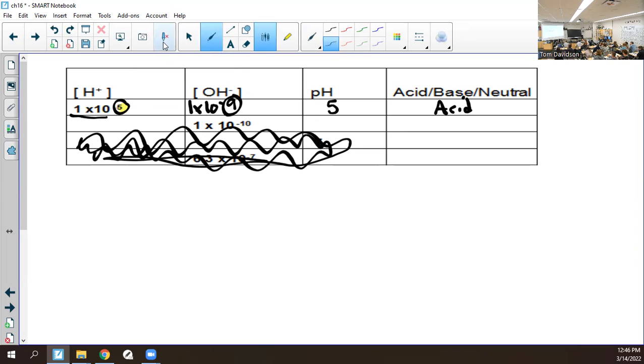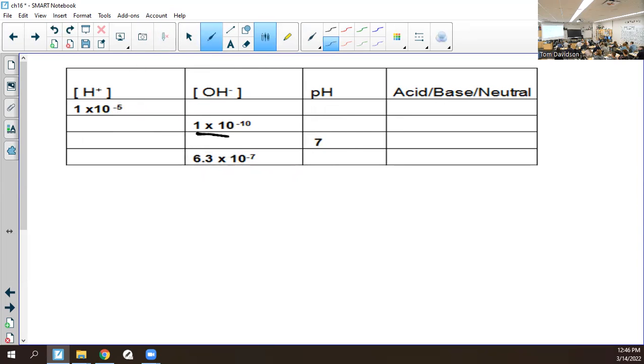You with me? Okay, I'm going again. If this is 1 times 10 to the negative 10, so if this is just a 1, then this is just a 1 times 10 to a negative value. Negative 4, good, because these two numbers have to add to negative 14. If this is a negative 4, the pH is the positive of that, so that's a 4. All right, and it is an acid.